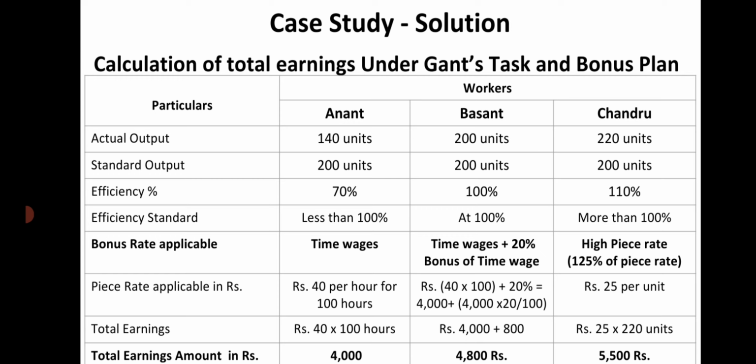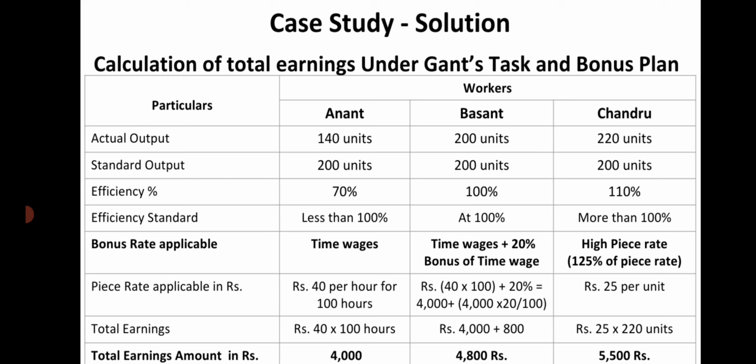Actual output is the same: 140, 200, 220, and standard output is 200 units for all. Efficiency percentage is also the same: 70%, 100% and 110%. Anand is less than 100%, Basant at 100%, Chandru more than 100%. For Anand, being less than 100%, only time wages apply. Time wages are 40 into 100 hours, that is 4,000 for Anand. Basant is at 100%, so he gets time wages of 4,000 plus 20% bonus of time wages, that is 4,800.